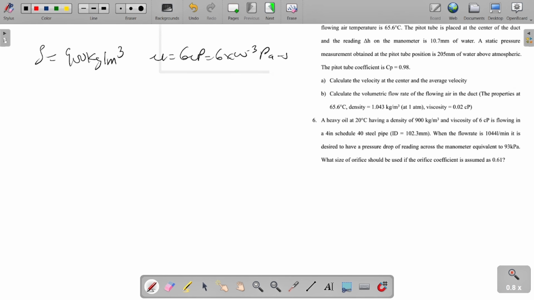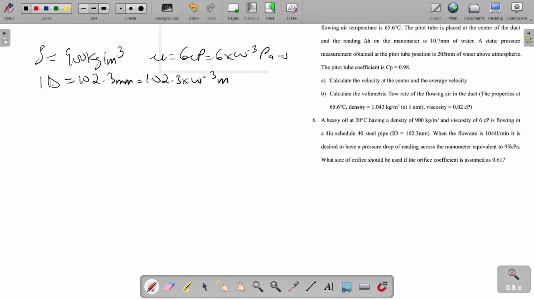Then they say that it's flowing in a 4-inch schedule 40 steel pipe, right? That's how the pipe name is. They gave you the internal diameter to be 102.3 millimeters, which is 102.3 times 10 to the power minus 3 meters. And they say the flow rate is 1044 liters per minute. What is desired is to have a pressure drop reading on the manometer of 93 kilopascal, right? So they want us to calculate the size of orifice that should be used.